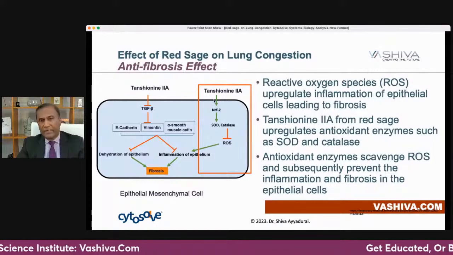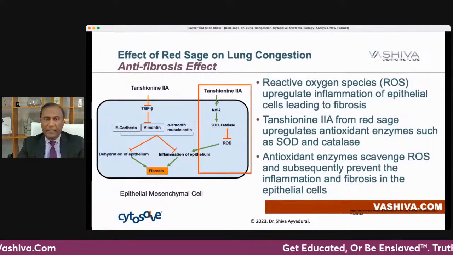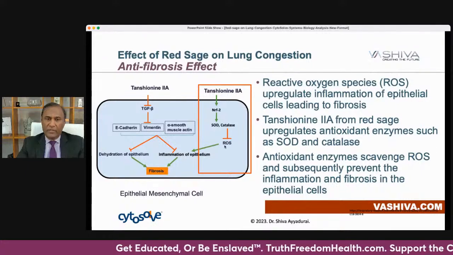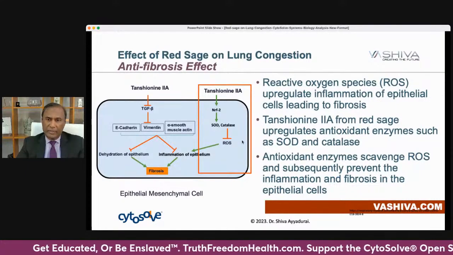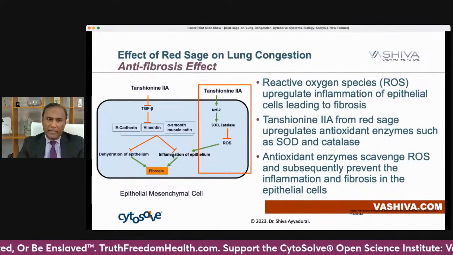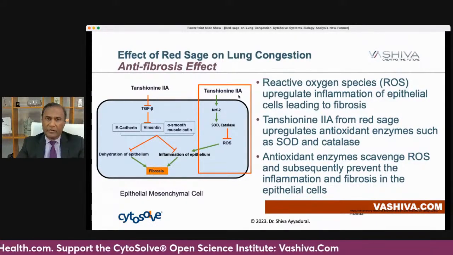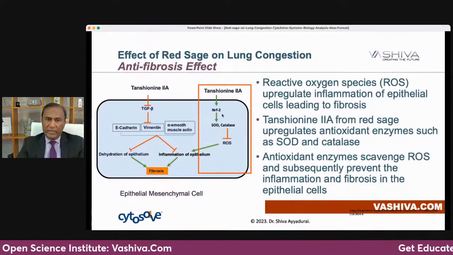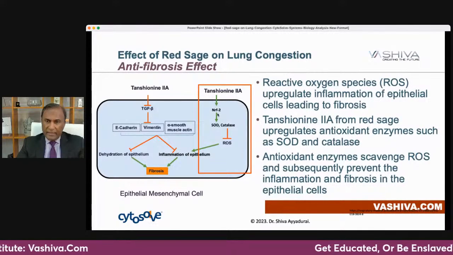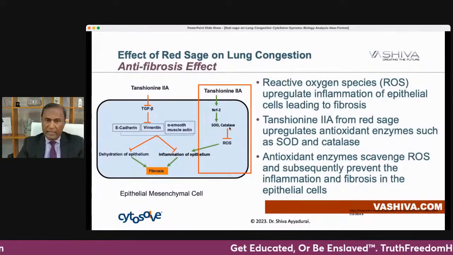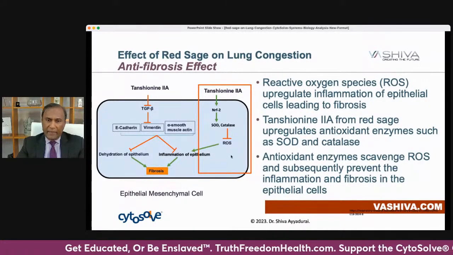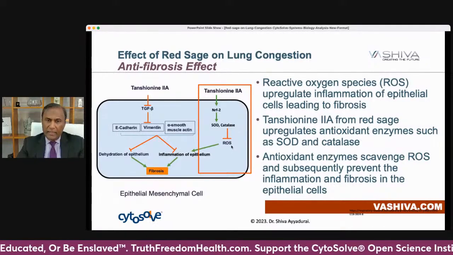The other effect tanshinone 2A has is that it actually initiates NRF2. Now, the reactive oxygen species are oxidizing components. They're the ones who upregulate inflammation in the epithelium that leads to fibrosis. What happens is tanshinone 2A from red sage regulates NRF2 antioxidant enzymes such as SOD and catalase, okay? So the antioxidant enzymes scavenge, eat up ROS, and they prevent this.